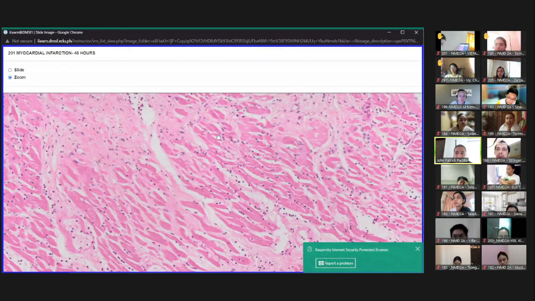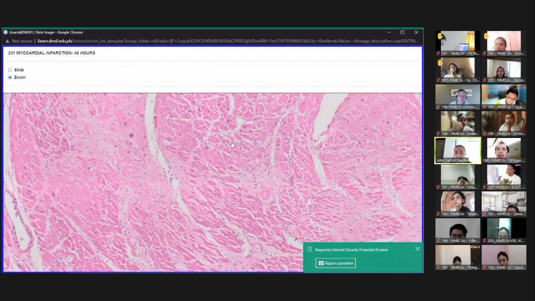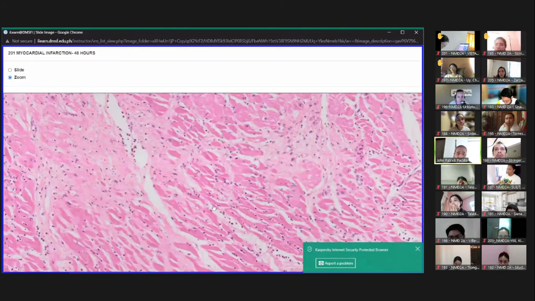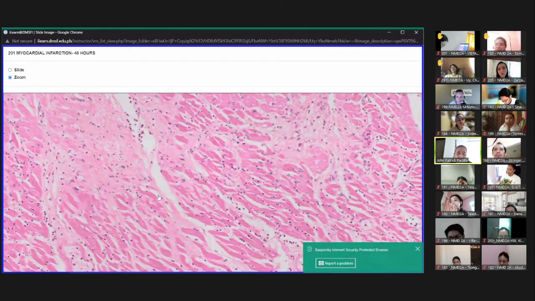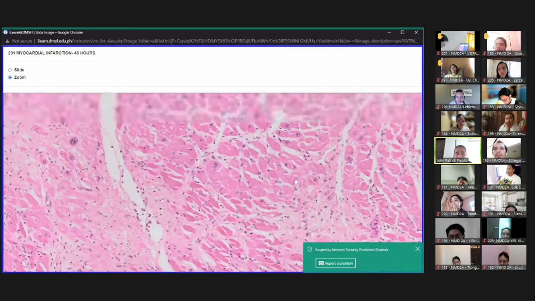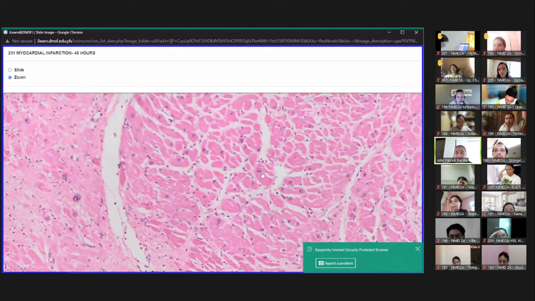And take note of the change in the color. One of the characteristic histologic appearances of dead cells would be hypereosinophilia. So you can see the difference between this particular area and this particular area. There's a change in the color. Here it's darker, this one would be lighter. Darker and lighter. And then another feature would be the absence of the nuclei. In this particular area, you would still see the presence of the nuclei, which would be centrally placed.